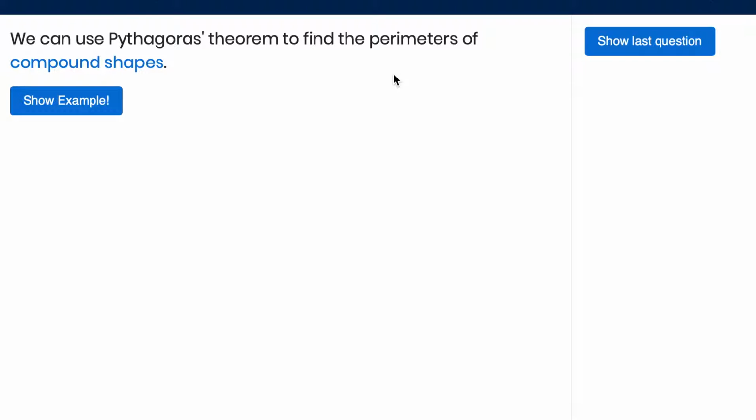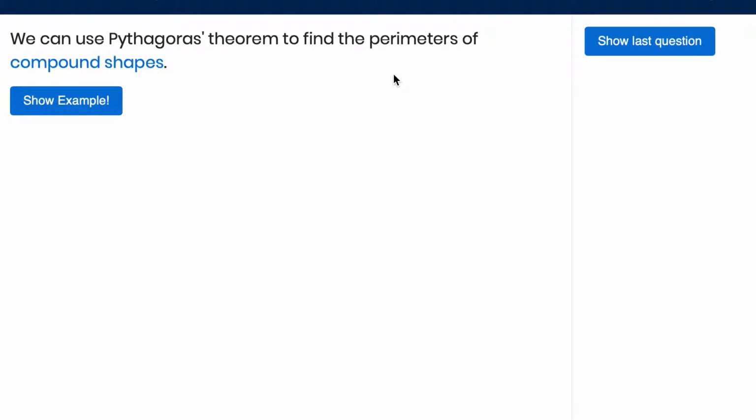In this video, we'll learn how to use Pythagoras' theorem to find the perimeters of compound shapes. Now, as a reminder, a compound shape is a shape that is made up of two or more simpler shapes. Before continuing with this video, make sure you're comfortable using Pythagoras' theorem to find the hypotenuse of a right-angled triangle. Links to our Introduction to Pythagoras' theorem video are in the description or top right corner now.